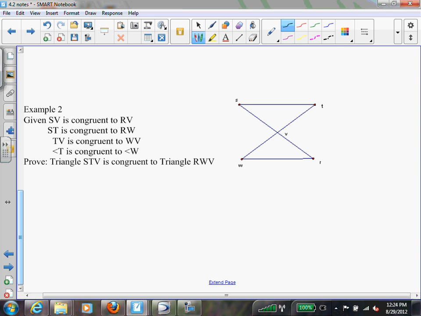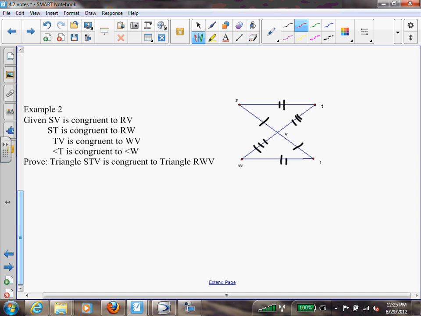SV is congruent to RV. Start writing this down. We know that those are congruent. And ST is congruent to RW. And TV is congruent to this. I'm showing you sides that are congruent. Angle T is congruent to angle W. Prove that triangle STV is congruent to triangle RWV.